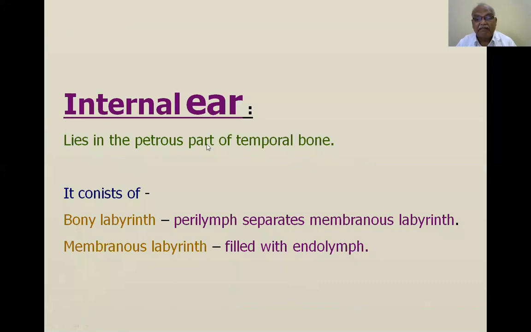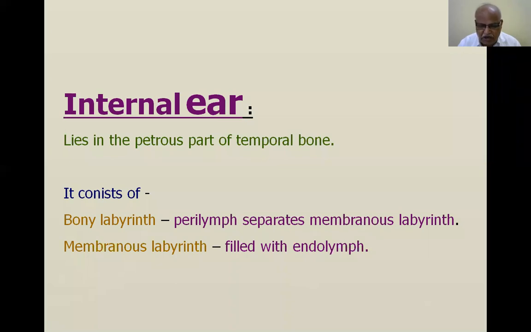The internal ear lies in the petrous part of the temporal bone. It consists of bony labyrinth, and perilymph separates the membranous labyrinth. I already told you a bony labyrinth is present outside. The internal ear is otherwise called the labyrinth. So the outer part is the bony labyrinth. Inside the bony labyrinth, the membranous labyrinth is there.